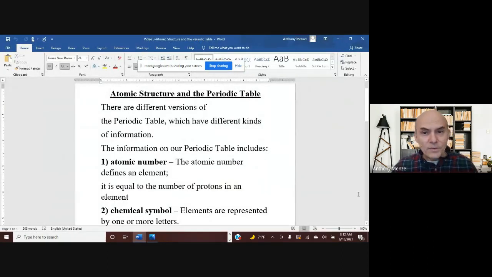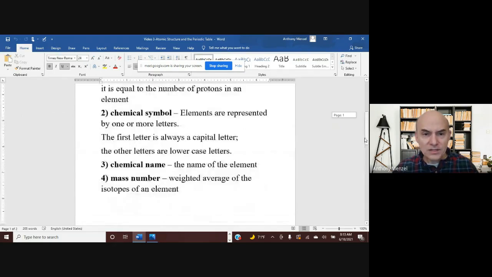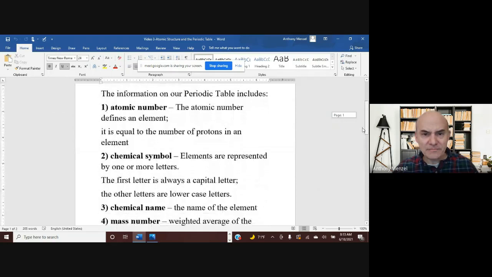So in this video, we're going to learn more about how atomic structure is related to the periodic table. There are different versions of the periodic table, which have different kinds of information. On the periodic table that we will be using for class, there's 4 pieces of important information that are included. So we're going to start looking at these pieces of information.